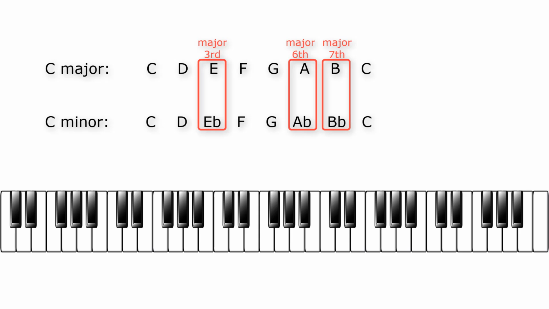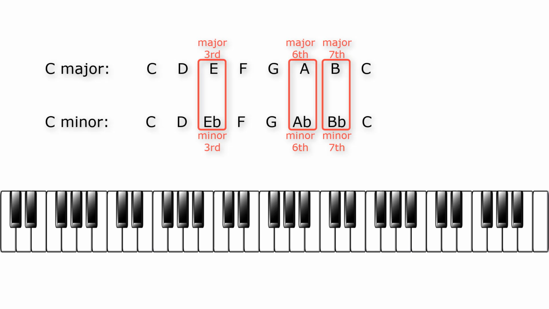In the C natural minor scale, the 3rd, 6th and 7th notes are the minor 3rd, the E flat, the minor 6th, the A flat, and the minor 7th, the B flat. So you could also find a minor scale by just lowering by a half tone the 3rd, the 6th and the 7th of the major scale.